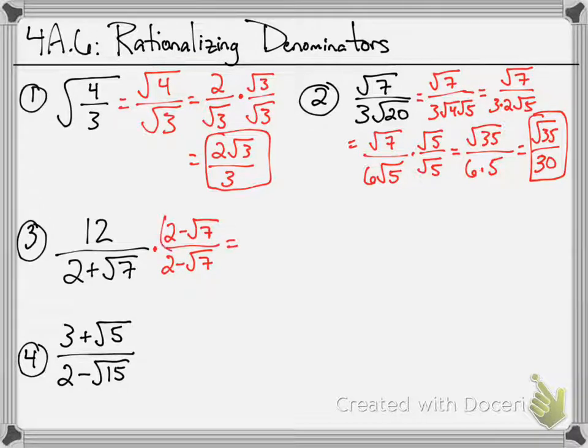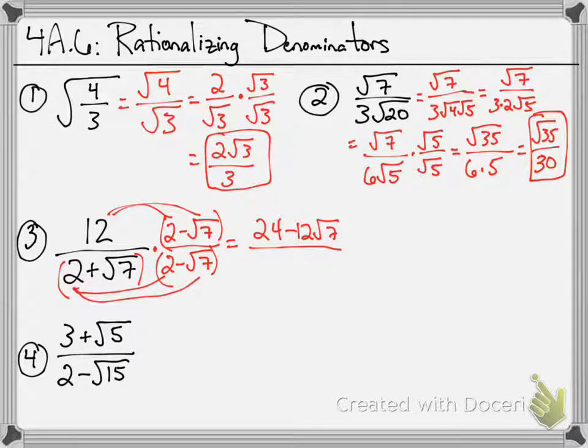So I'm going to take care of what's up top here, and what might help you is, anything that's an expression with a plus or a minus, put parentheses around it. It might help you in terms of distributing things correctly. That's up to you though. So I'm going to take the 12 and distribute it. So up top we're going to have 24 minus 12 square root 7. In the bottom we're going to have 4 terms. So the first thing we're going to do is distribute the 2. So 2 times 2 is 4. 2 times negative square root 7 is negative 2 square root 7.